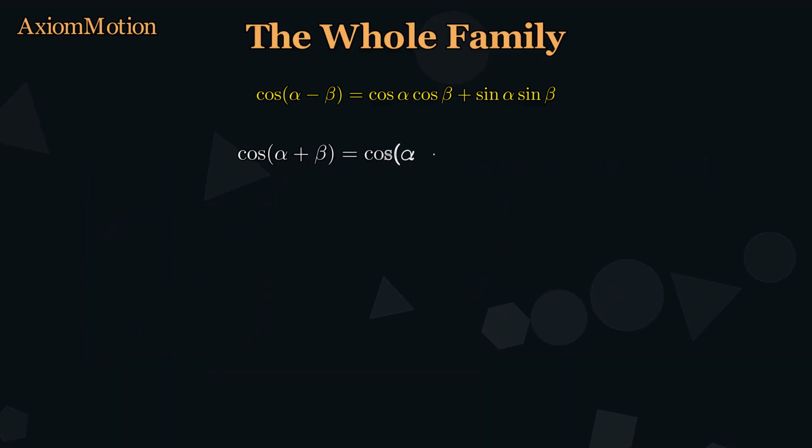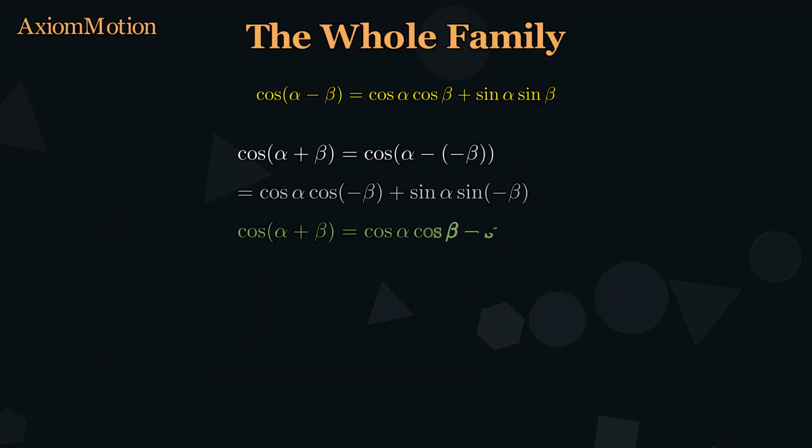Now watch. In our cosine identity, replace beta by minus beta. Cosine of minus beta is cosine beta. Sine of minus beta is minus sine beta. Out comes the cosine plus formula.